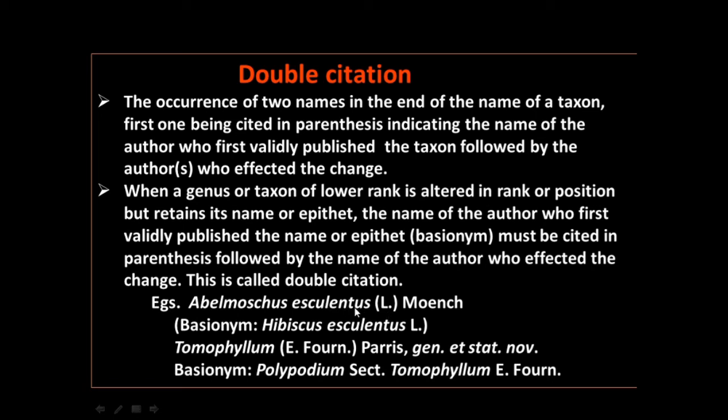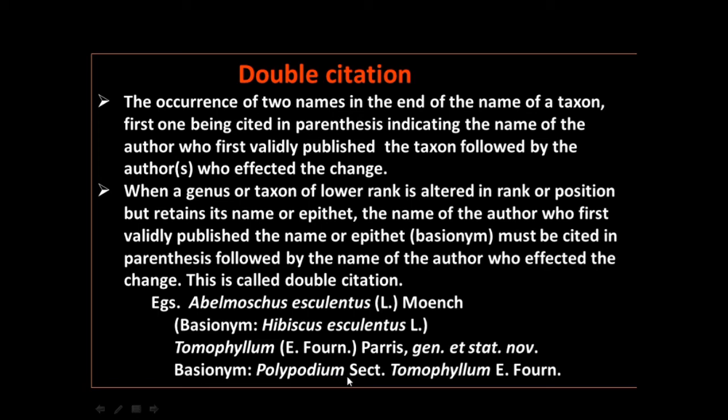And this name's specific epithet is based on Hibiscus esculentus. So this is the basionym, and the author of the name who first validly published the basionym is given in parentheses, followed by the author who made the change. This is known as double citation, citing two combinations of authors.